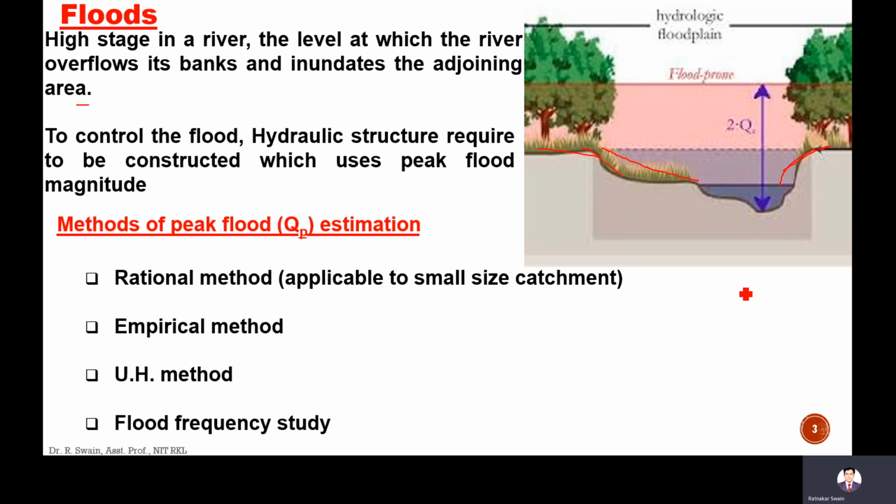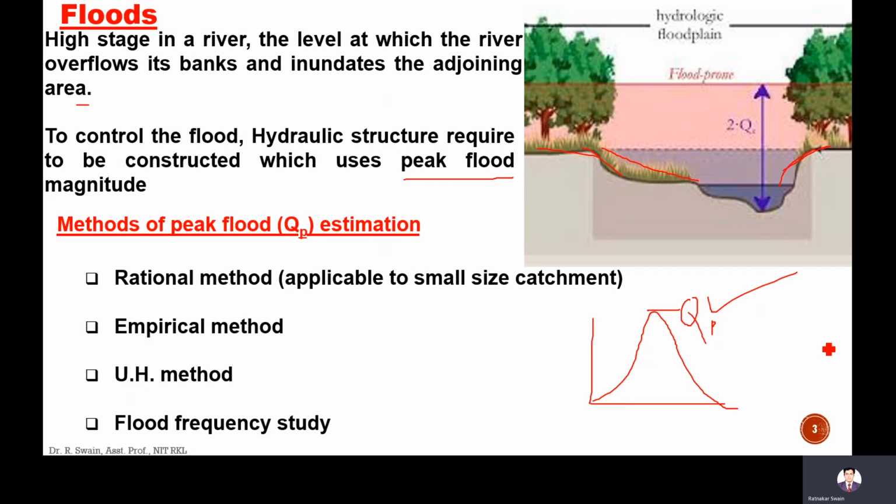To control this flood, usually hydraulic structures like dams, barrages, and weirs are constructed. To design this type of hydraulic structure, the peak flood magnitude is required, that is QP. In the hydrograph, the maximum discharge, that QP, is required. So the main aim of this chapter is to estimate this QP.